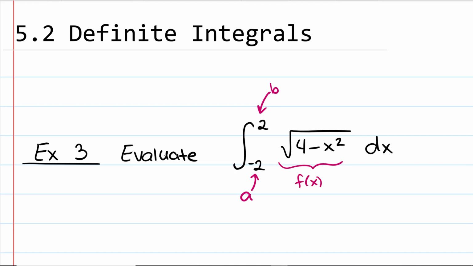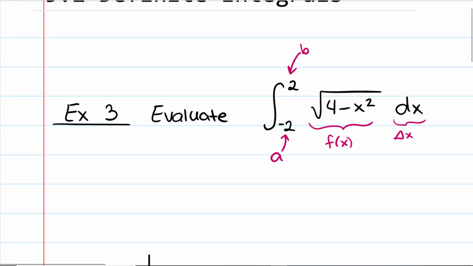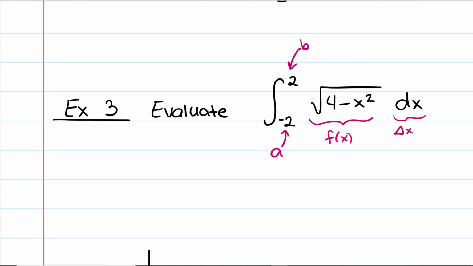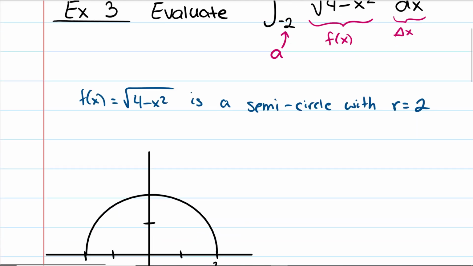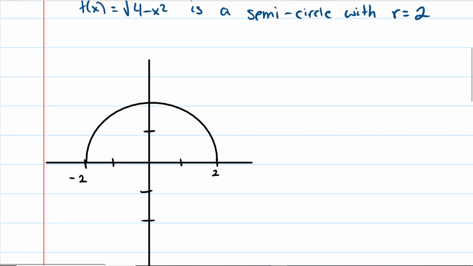This right here is f of x. And this part is delta x. So let's analyze this a little bit. We know that f of x equals the square root of 4 minus x squared is a semicircle with radius 2. So if we take a second and draw that, it's going to look something like this.